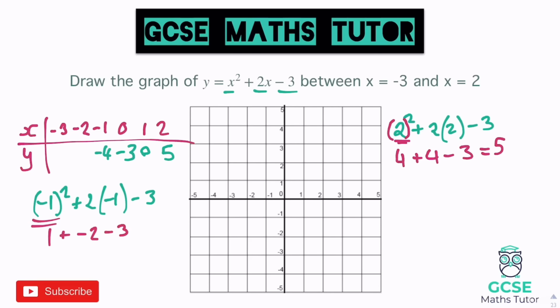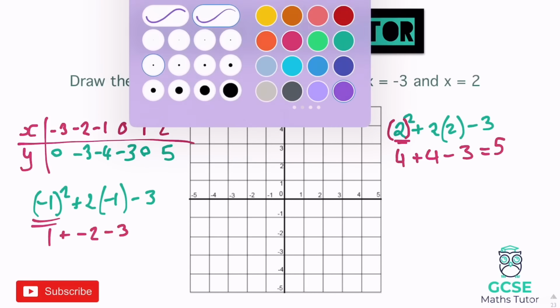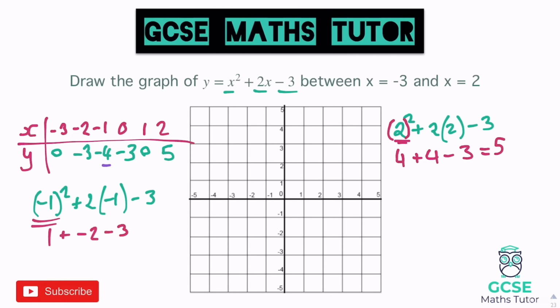There we go. Let's have a look at the next one. Negative 2 squared is 4, add negative 4 is going to be 0, and then take away 3 gives us negative 3 again, and then onto the negative 3. Negative 3 squared is 9, add 2 lots of that, so negative 6, so 9 take away 6 is 3, and then take away 3 again gives us 0. So you can probably see a little bit of a pattern here. Look, if you look at that negative 4 in the middle, either side of that we've got negative 3, either side of that we have 0, and then we have the additional 5 there. But let's just plot these and see what it looks like.